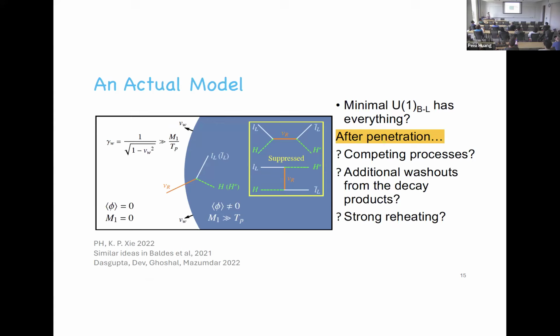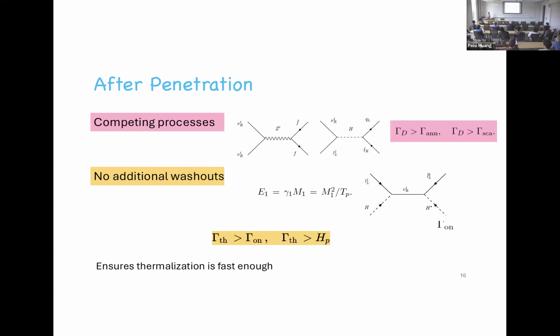It has a right-handed neutrino that couples to the scalar, and that scalar seems to satisfy everything we talked about. There is one thing we have not asked. We say the right-handed neutrino penetrates into the true vacuum, but we never asked what happens after the penetration. For example, are there any competing processes, and are there any additional washouts from the decay products? Because the right-handed neutrinos are highly energetic, the decay products are highly energetic. So are there problems there? And what about the stronger reheating? We have strong first order phase transitions, so there is stronger reheating. So let's look at those three things.